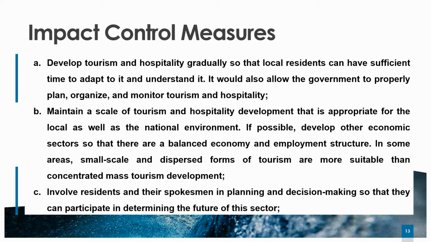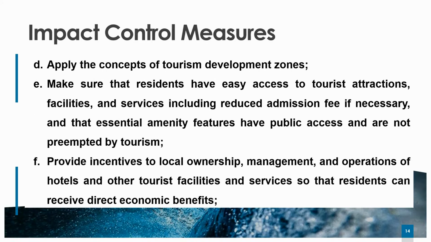Next is maintain a scale of tourism and hospitality development that is appropriate for the local as well as national environment. If possible, develop other economic sectors so that there is a balanced economy and employment structure. In some areas, small-scale and dispersed forms of tourism are more suitable than concentrated mass tourism development. The third one is involve residents and their spokesmen in planning and decision-making so that they can participate in determining the future of this sector.